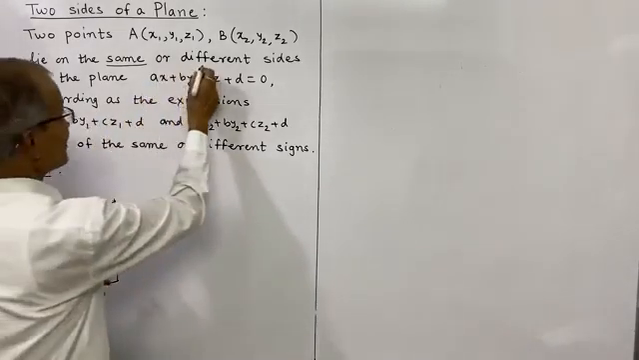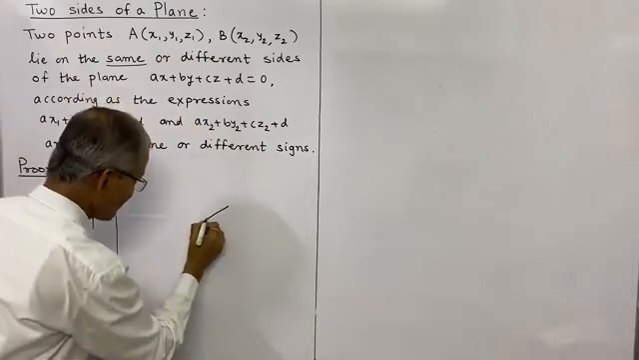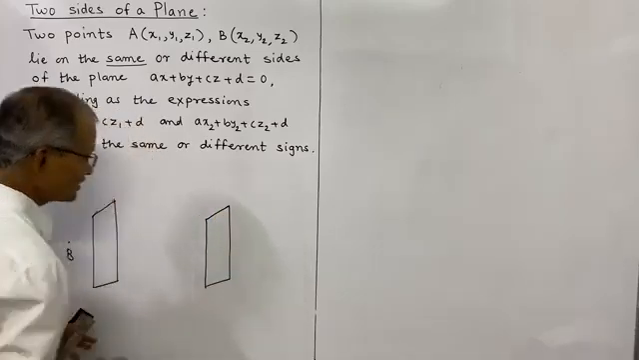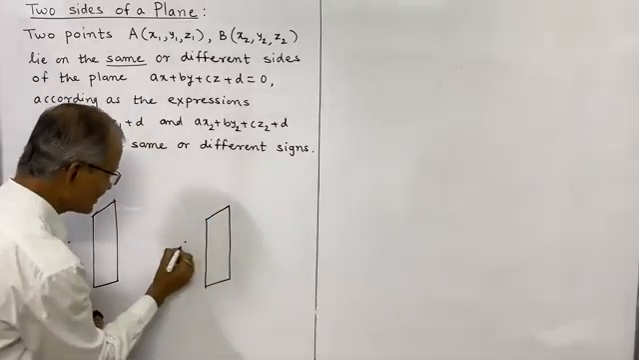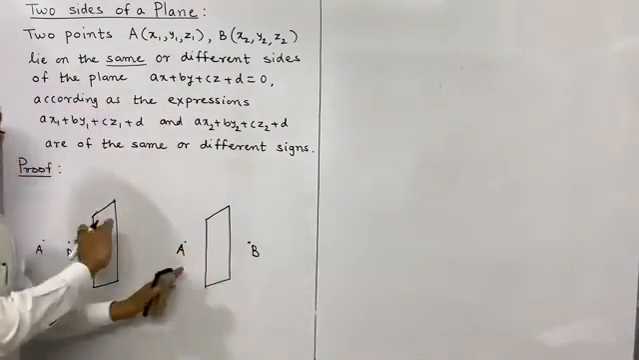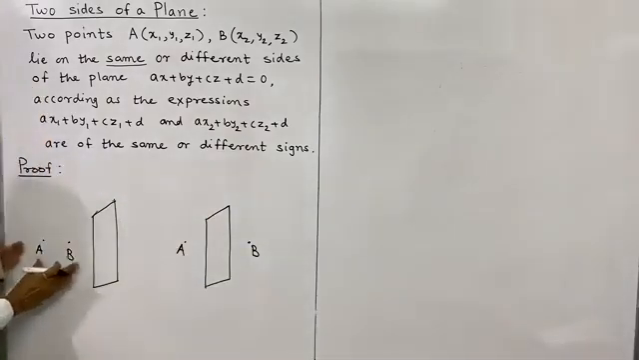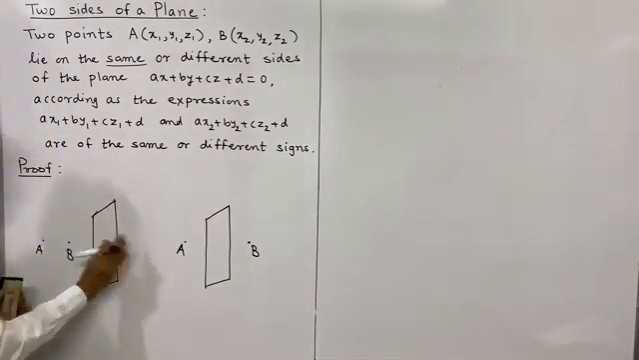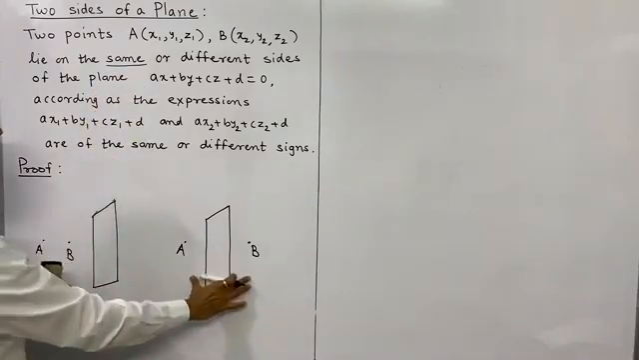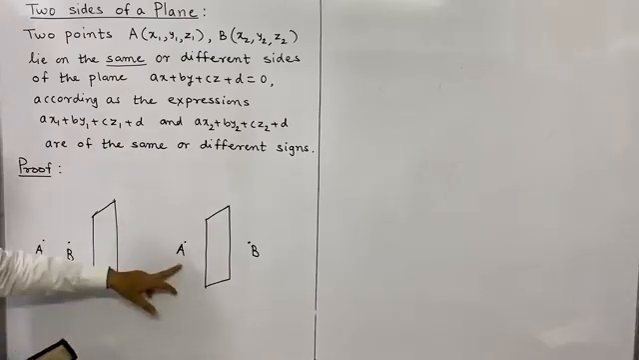And what is the meaning of different sides? See, if you take the same plane, the two points will be on different sides if one point is on this side and the other point is on the other side, or vice versa. B may be here and A may be there. That is the meaning of same side of a plane and different sides of a plane. The two points will be on the same side or on different sides.